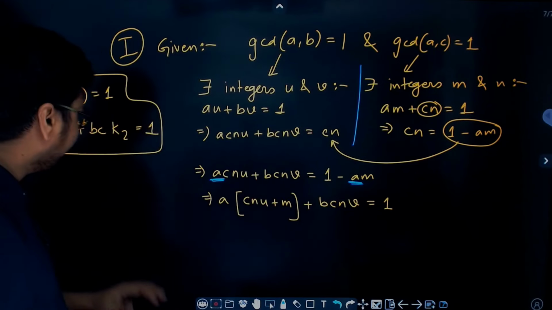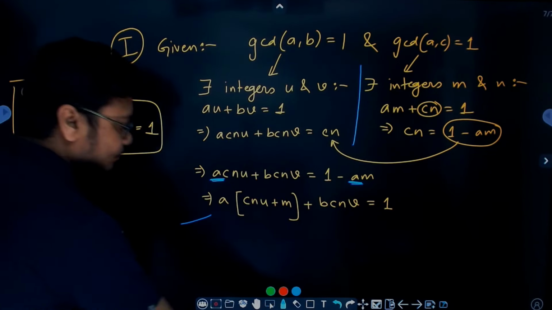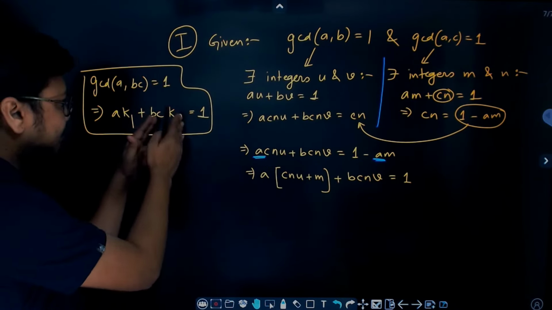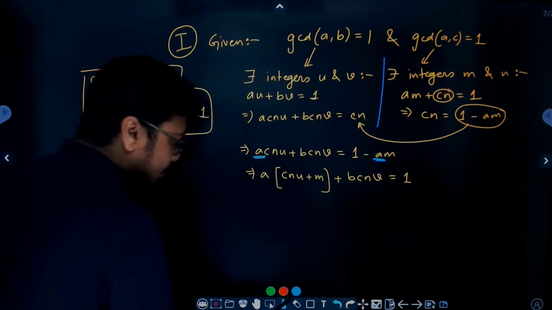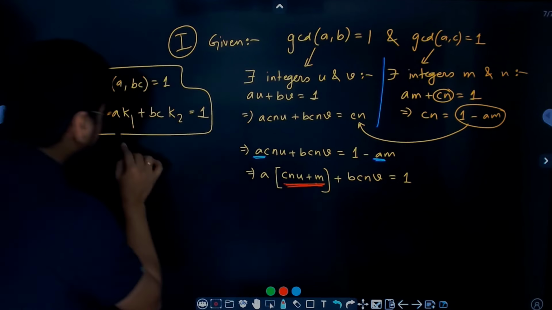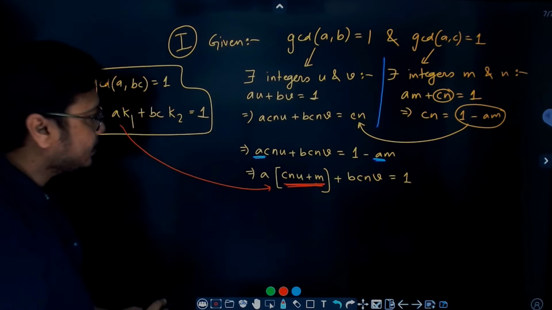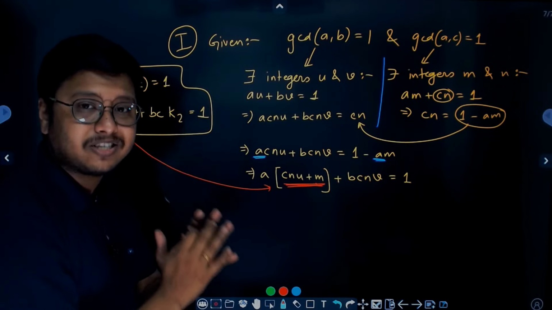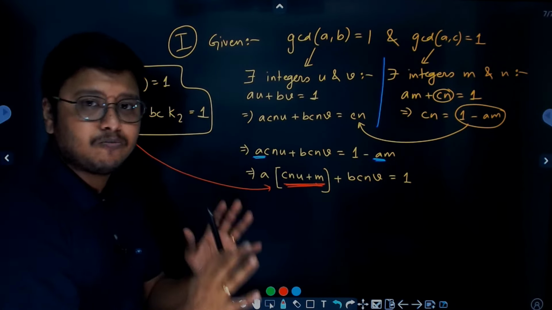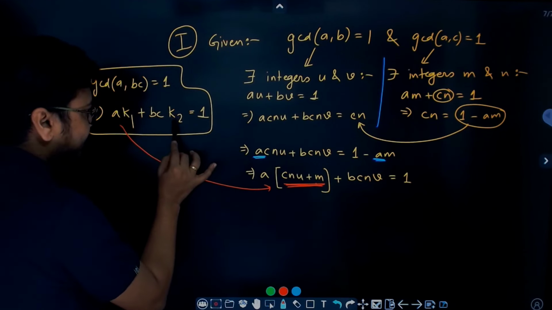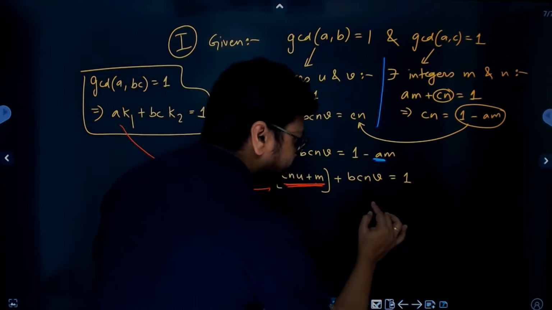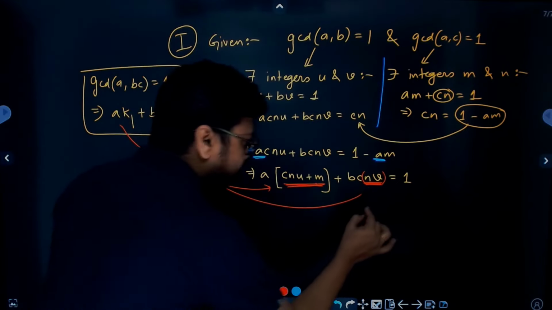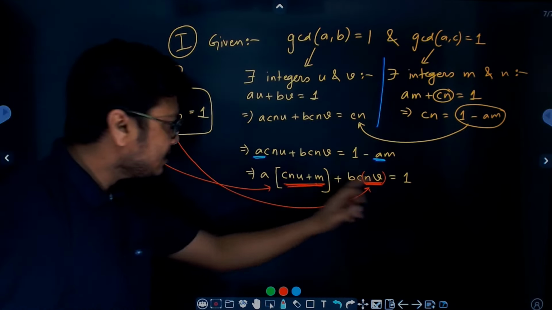Now let's try to recollect what we are trying to prove. We are trying to prove A times something, BC times something. So I have already got A times something. My something definitely has to be an integer. It's not just any random real number. So B into C times something, something means an integer. Here the something is N into V. So B into C times N into V is equal to 1.